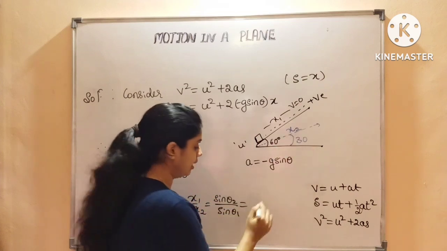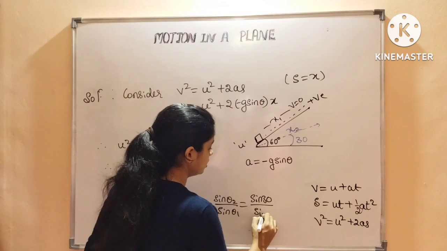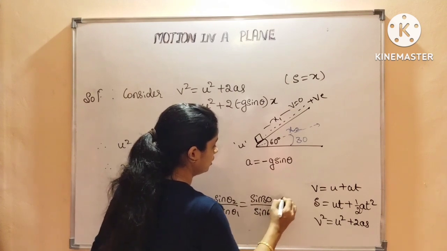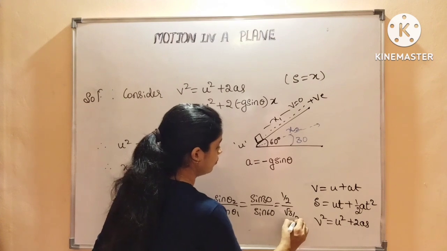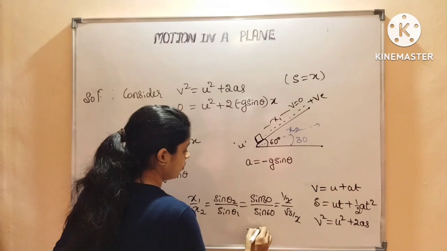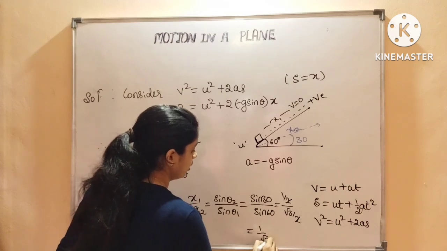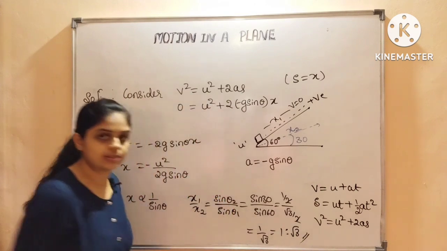Theta 2 is 30 degree. Therefore, sin 30 by sin 60, which is equal to, sin 30 is 1 by 2 and sin 60 is root 3 by 2, which is equal to, 2 cancels, 1 by root 3. Therefore, the answer is 1 is to root 3. This is the answer.